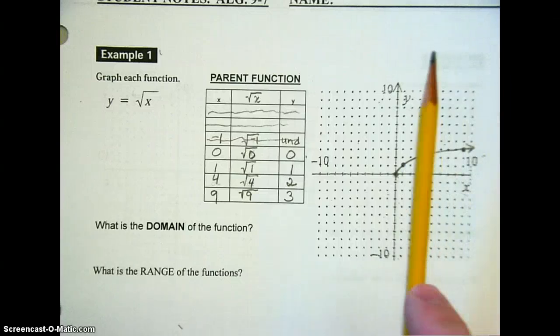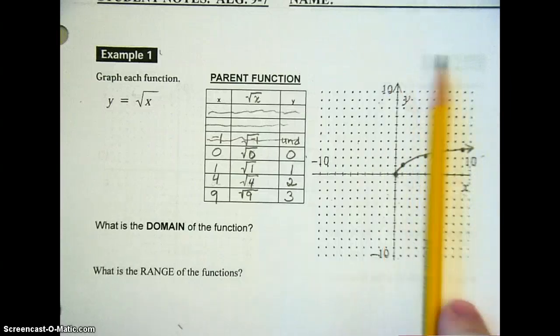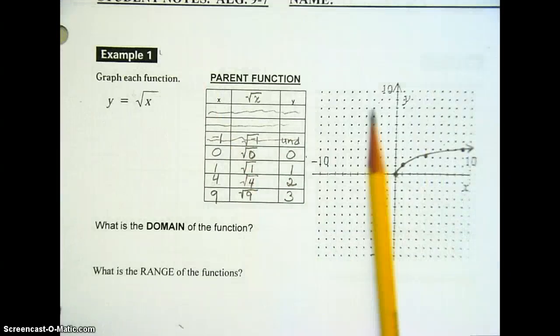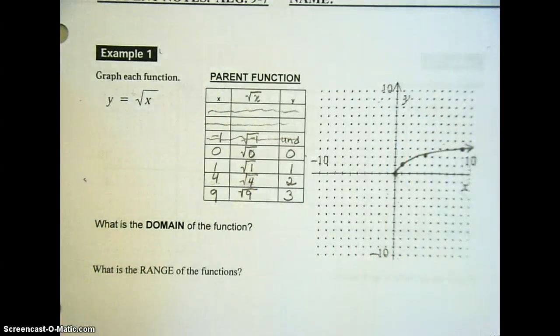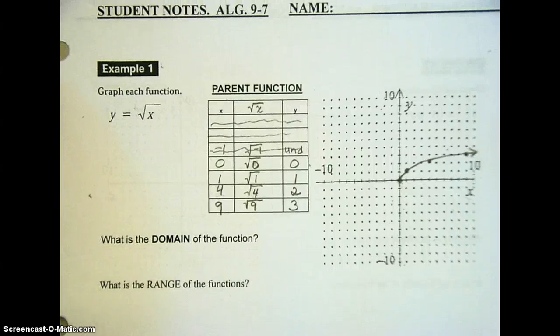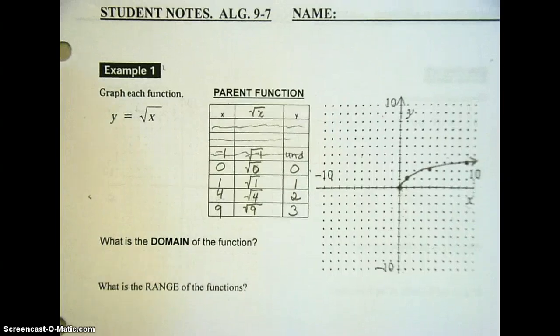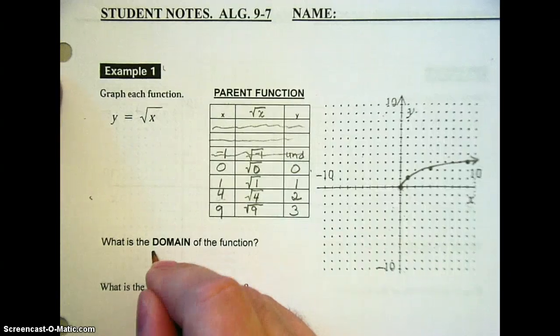That's what we graphed. Now, is this a function? Does this pass the vertical line test? Yes. Good, so we've got a function there. Well, let's talk about the domain. What does domain mean? Domain means x.